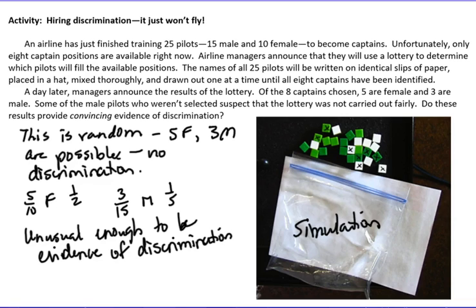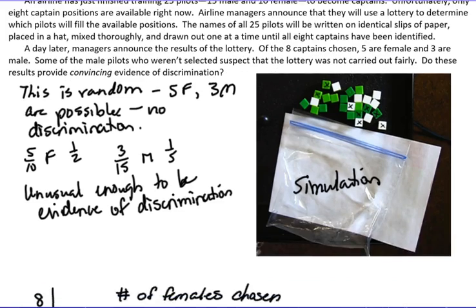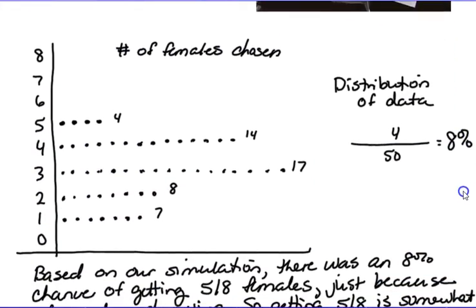In this simulation, there will be a plastic bag containing 10 white cubes representing the females and 15 green cubes representing the males. The X's don't really signify anything, they just happen to be on some of my cubes. So what I did is had every student work in pairs and mix up the cubes in the bag, draw out 8 cubes without looking, and record how many females were in the group, so how many white cubes, and do this 10 times each. So we ended up with a result of 50 different data points, and we made a dot plot of this.